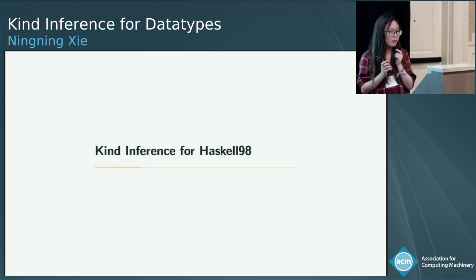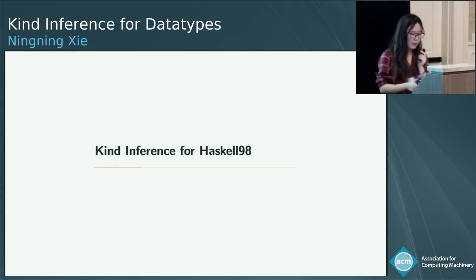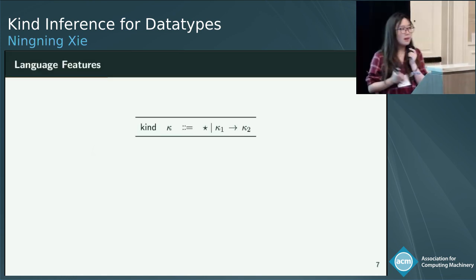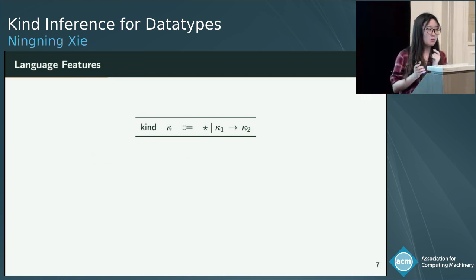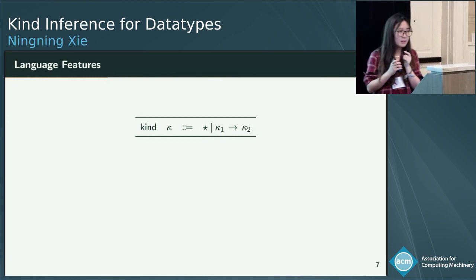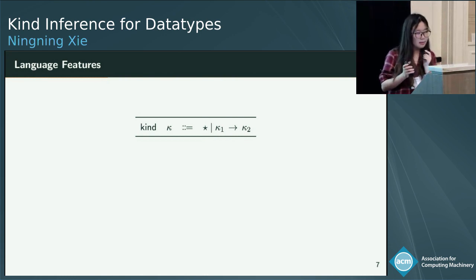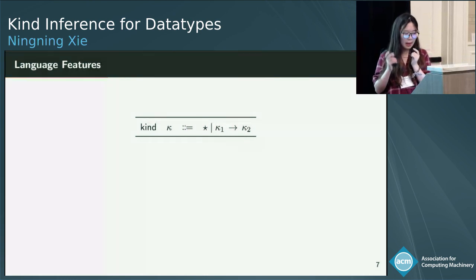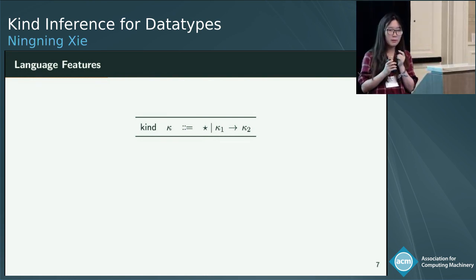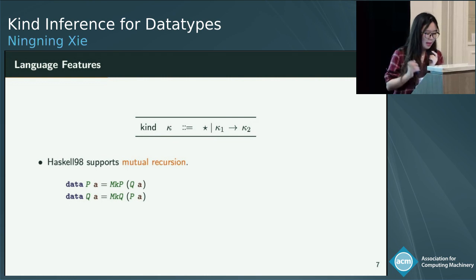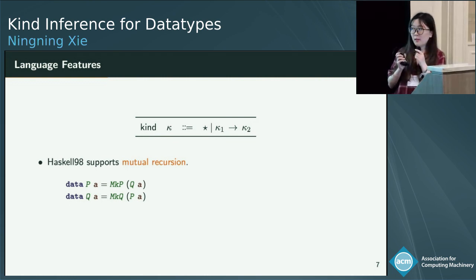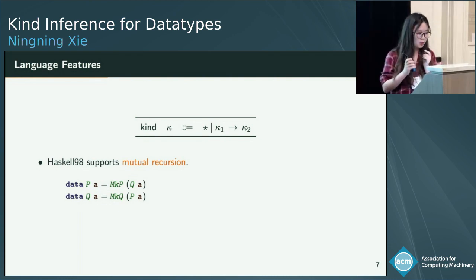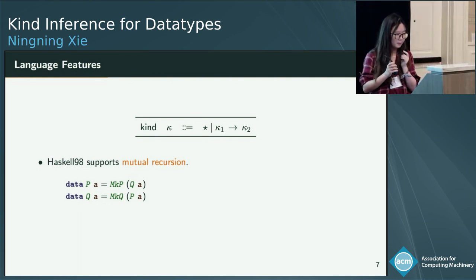First, let's take a look at Haskell 98. Haskell 98 has a very simple kind system where kinds are just stars and arrows of stars. That makes things easier as, in this sense, kind inference for Haskell 98 is very close to type inference for simply typed lambda calculus. With the extra support for mutual recursion, in this example, the declaration P and Q refers to each other in their definition body.